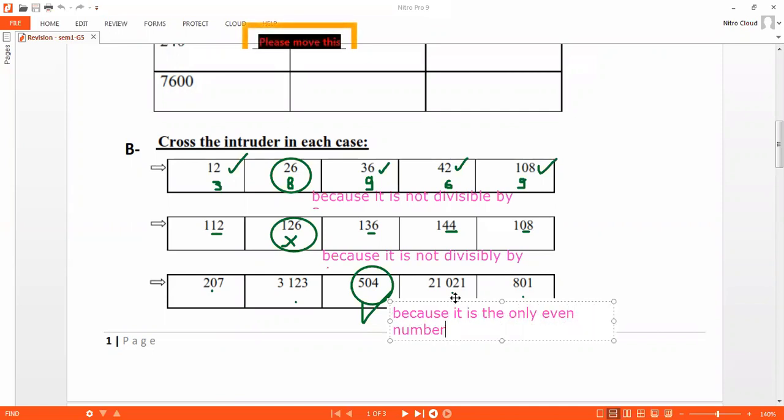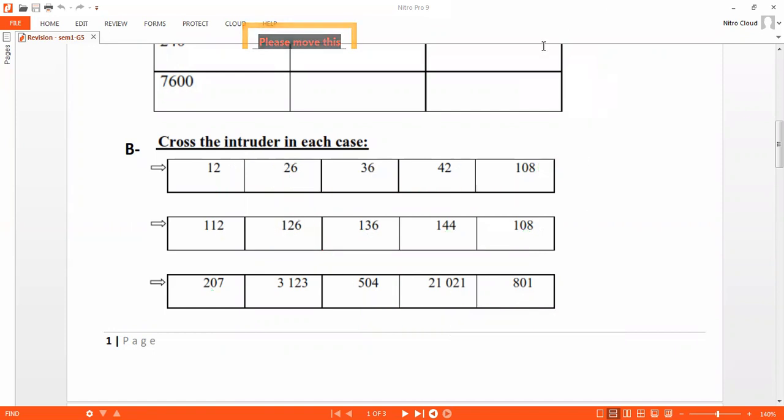You may get another intruder if you apply a different rule. Okay, so all the numbers, you may have different numbers. It depends on the rule that you use. Okay, so I wish it's clear. Let us go for another exercise.